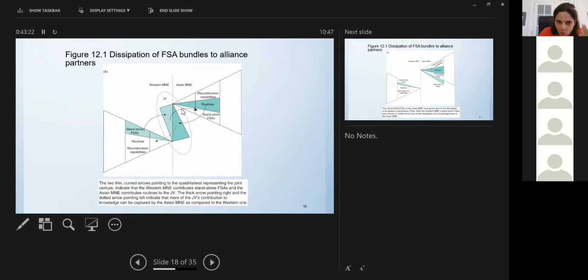They can capture knowledge from the alliance, whereas the other partner only puts in standalone firm-specific advantages, which is like a patent. And the dotted line means that they don't benefit as much. The transfer here is such that they cannot capture as much knowledge as the partner can. So they bring in things, but what they get out of it is less for this company than for this company. So here you see what they call a dissipation of the firm-specific advantage bundles to the alliance partner.